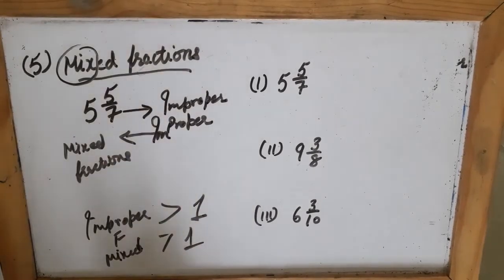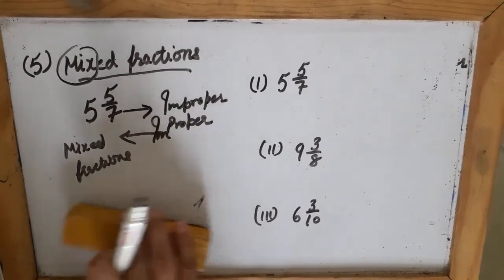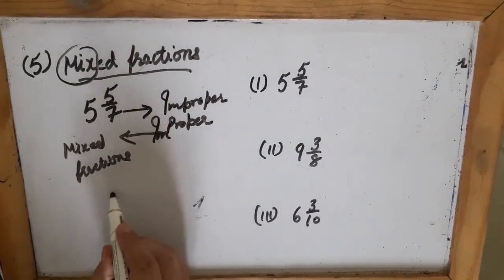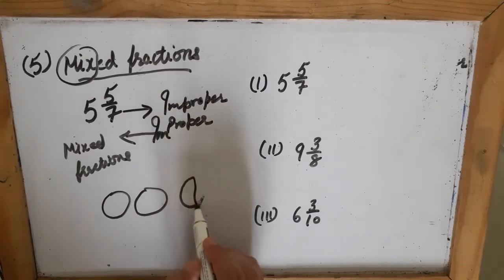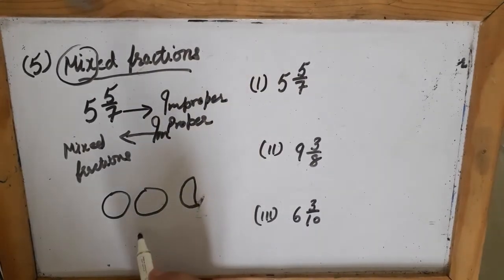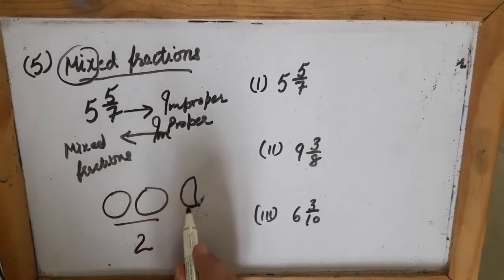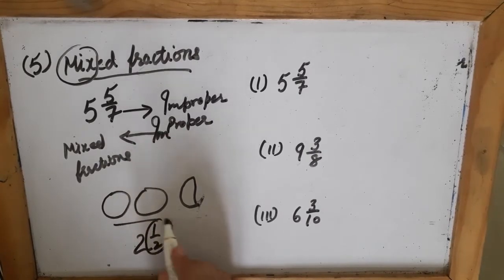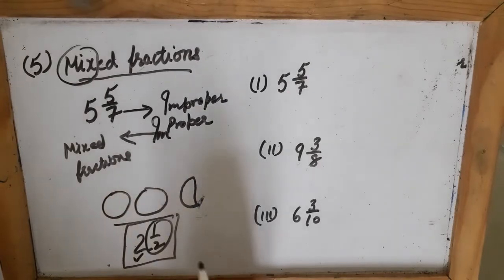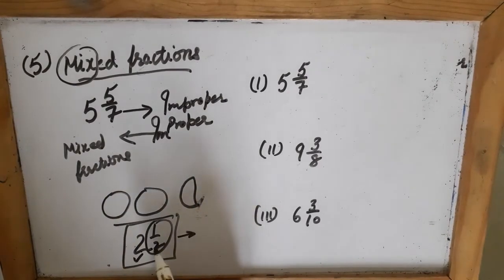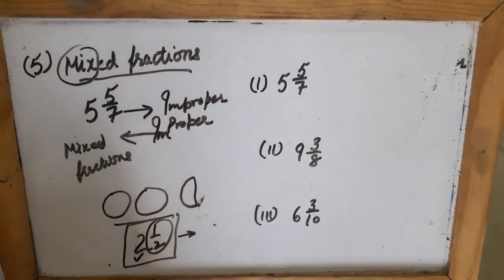I'll give you one example. Suppose you have 2 cakes and a third one is only half. So how many cakes do you have? You have 2 and a half. So half is a fraction and 2 is a whole number. Together this is a mixed fraction, 2 and a half. So I can write this mixed fraction as an improper fraction, and an improper fraction as a mixed fraction.